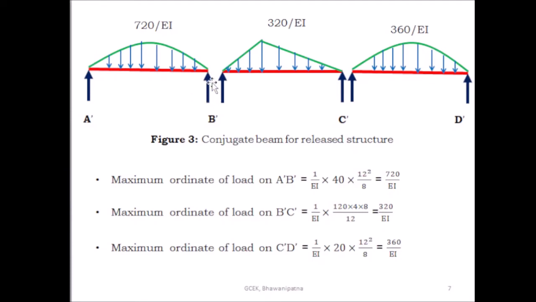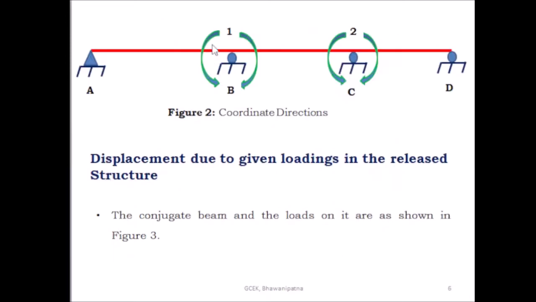What is the reaction here? So in conjugate beam method, when you want to find out the displacement in the real beam, in conjugate beam you have to find out what is the shear force at the corresponding point. For displacement you have to find out what is the shear force at the corresponding section of the conjugate beam. So you want to find out what is the displacement at the coordinate 1 in real beam and what is the displacement at the coordinate 2 in real beam due to the given loading.